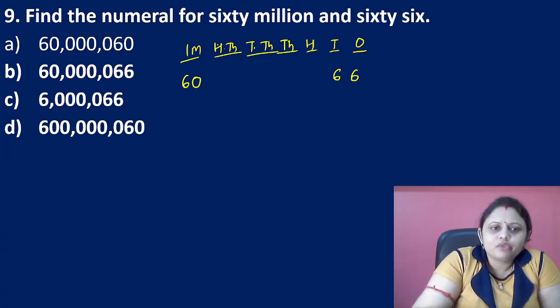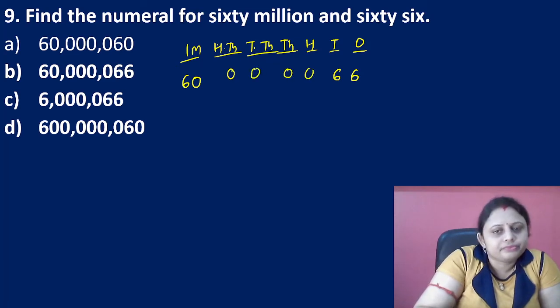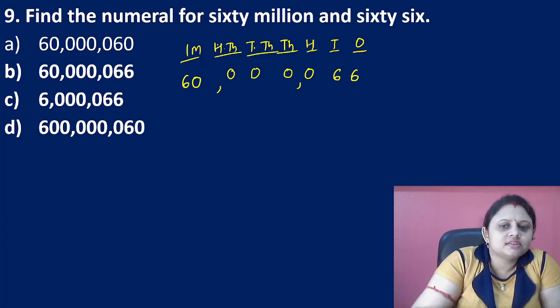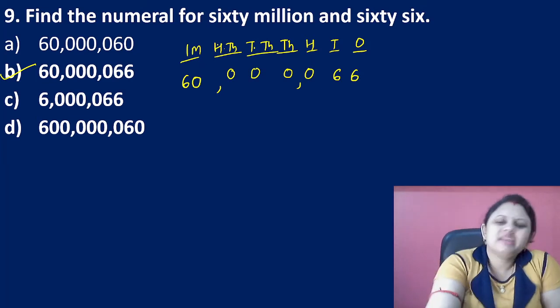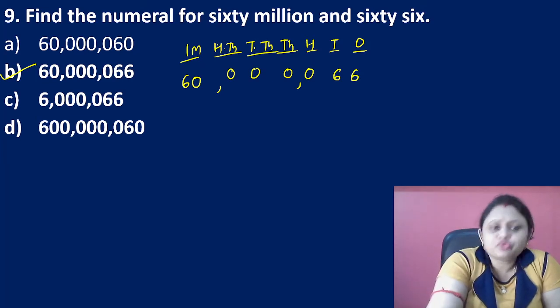66. And what do we have to do next? We have to fill up all these places with 0. So this is 60, three zeros, 066. Where is it? It is present in option B. Okay, easy question. Chalo, let's move to the next question.